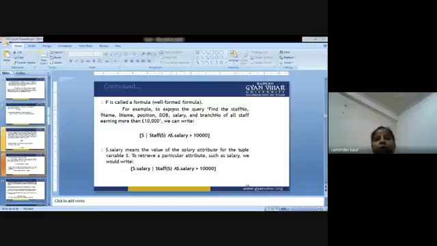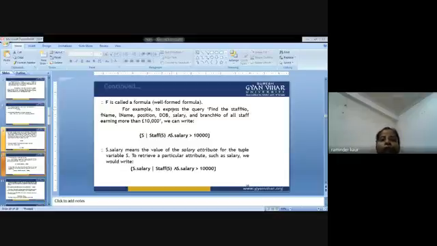Example is given. To express the query, find the staff number, first name, last name, position, date of birth, salary, branch number of all staff earning more than £10,000, we can write it as S. We know the relation is staff, so we are supposed to apply that relation for the staff. So that is why it is S. Staff S and staff salary. Staff of S is having salary that is greater than 10,000.